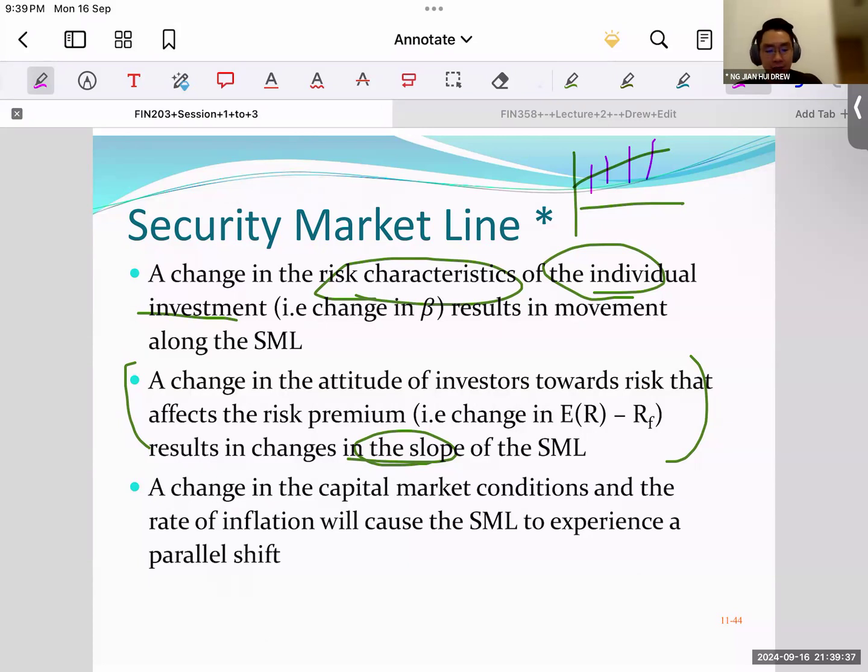Now, if there's a change in market conditions, what happens? If there's a change in market conditions like inflation, your whole line is going to shift, either a shift up or a shift down. So it's a parallel shift. A change in market conditions is a parallel shift.